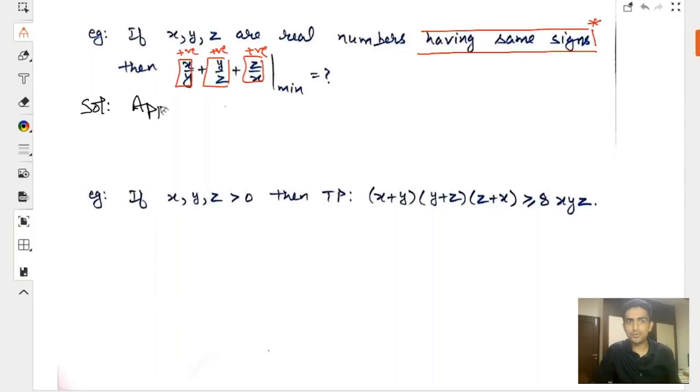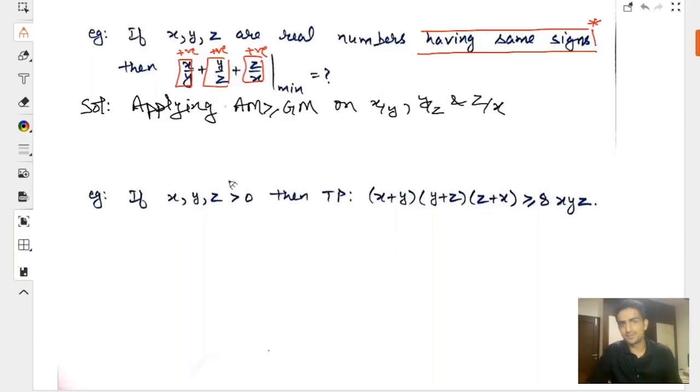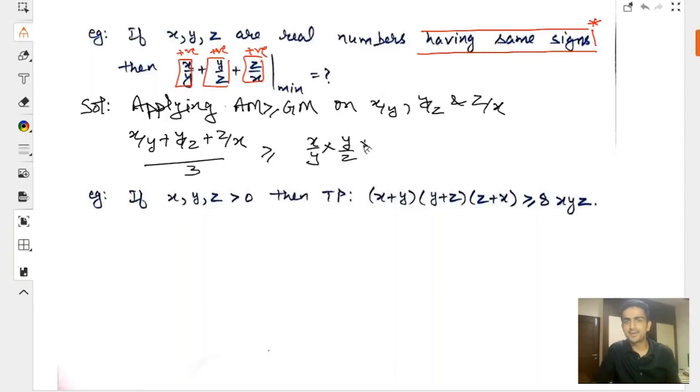So I'm straight away going to apply AM greater than or equal to GM on x by y, y by z and z by x, the terms which are involved. Their sum divided by 3 is greater than or equal to their product raised to power 1 by 3.